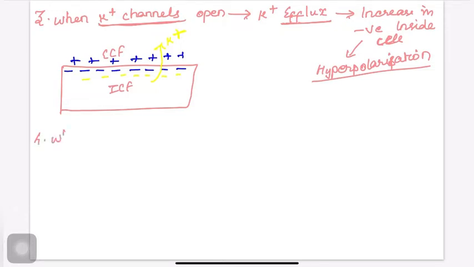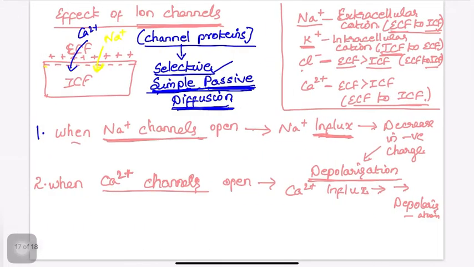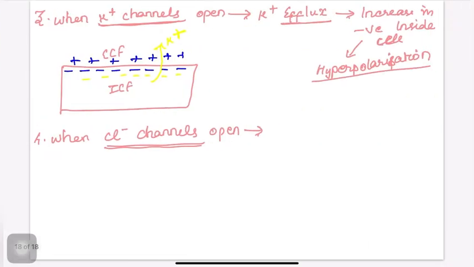Then when chloride channels open, what happens? The same as the other channels, as these are ion channels. Ion channels allow only simple passive diffusion, right? So selective simple passive diffusion, which means movement of chloride along the concentration gradient. Where is the concentration gradient of chloride? Chloride has a concentration gradient from ECF to ICF. So what happens? From ECF to ICF, chloride will move into the cell.